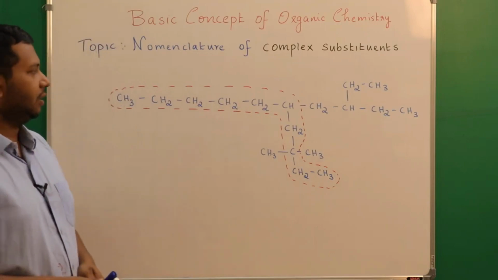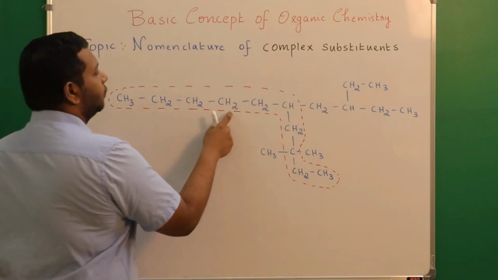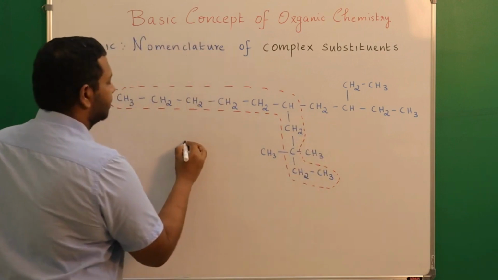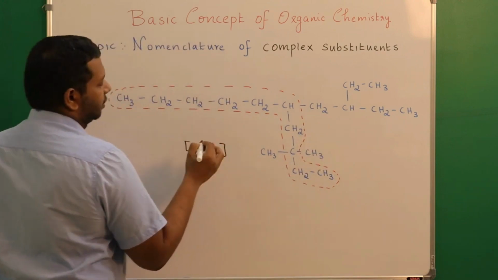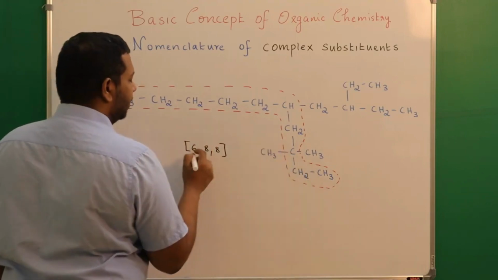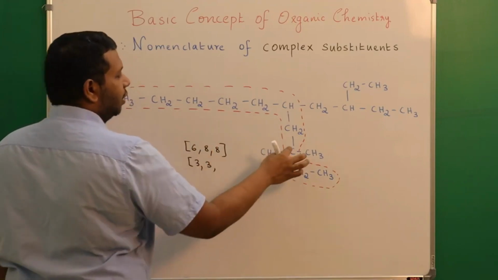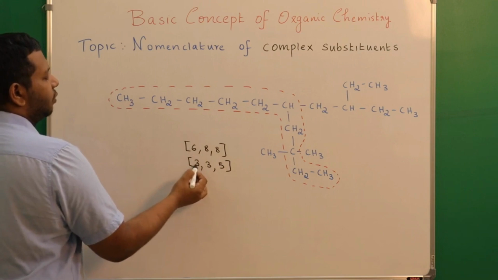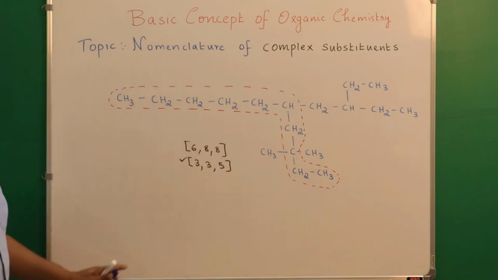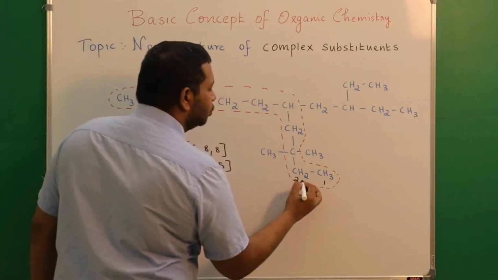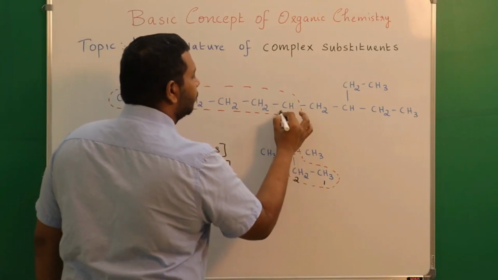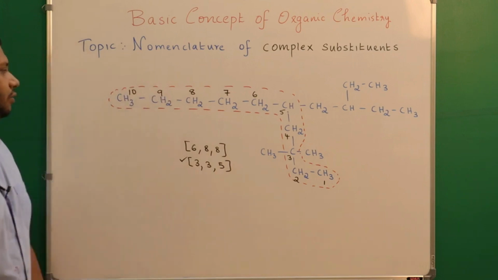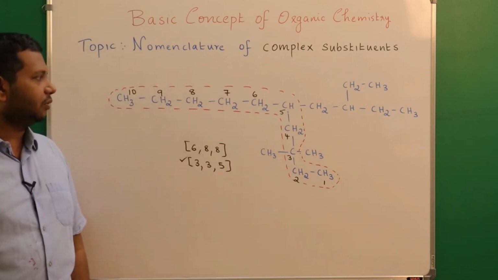Okay. Now I need to number it. If I number from here, 1, 2, 3, 4, 5, 6, 7, 8, then I get 6, 8, 8 as my locants. Now if I do it the other way, 1, 2, 3, then 3, 3, then 4, 5, so 3, 3, 5 is the locant set. On comparing the first element itself, I understood this is the lowest number. So this is my numbering method, 1, 2, 3, 4, 5, 6, 7, 8, 9, 10. Understood? I hope you understood up to this much.